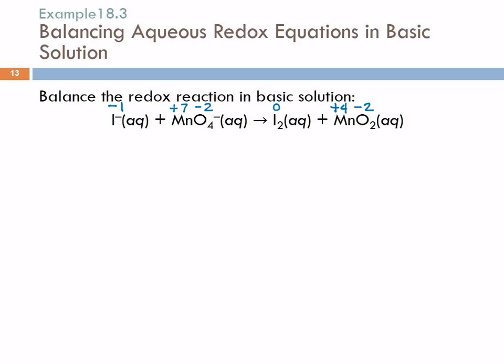So now we separate. We've got iodide being oxidized to iodine. It's increasing in oxidation number. And the manganese is being reduced from +7 to +4. So we've got I- going to I2, and we've got MnO4- going to MnO2.